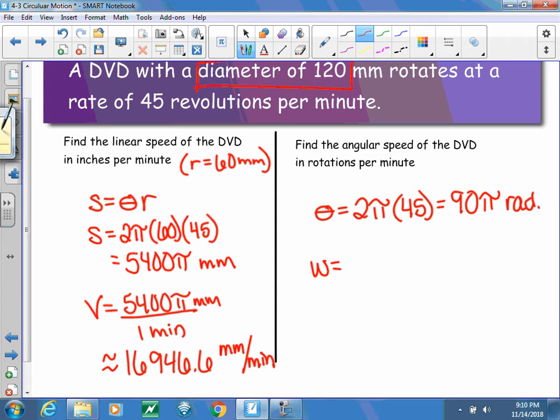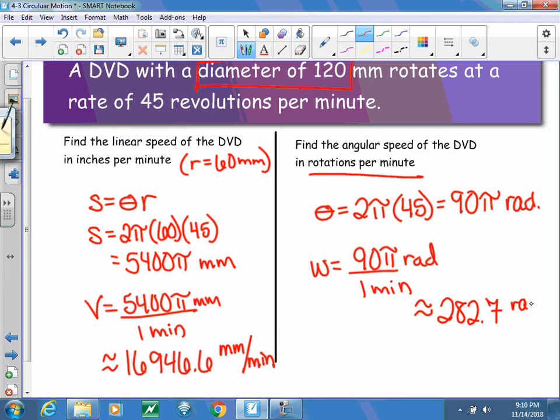Then to find our angular speed, we're going to take that value of theta. So we're going to take 90 pi, that number of radians, and divide it by 1 minute, since we're working with rotations per minute. And then if we take 90 pi divided by 1, we're going to get 282.7, and that would be radians per minute.